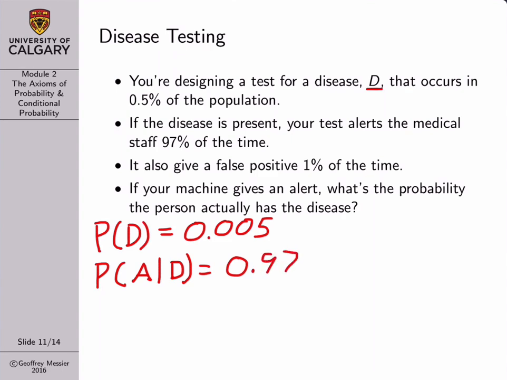The machine also gives a false positive 1% of the time. What does a false positive mean? It means that there's no disease there, but it gives an alarm anyway. We would write this as the probability of an alarm if there's no disease being equal to 0.01.